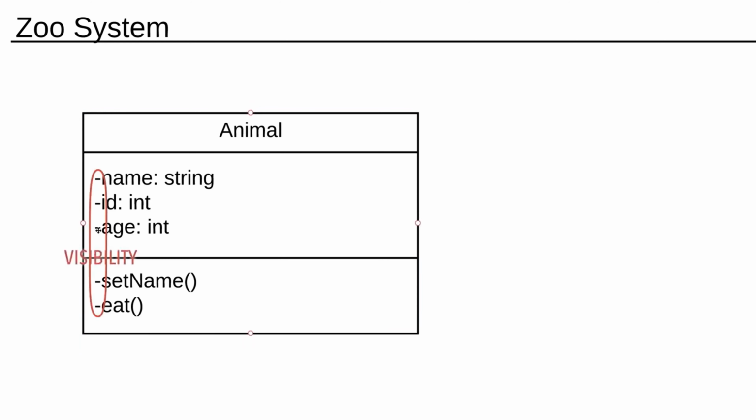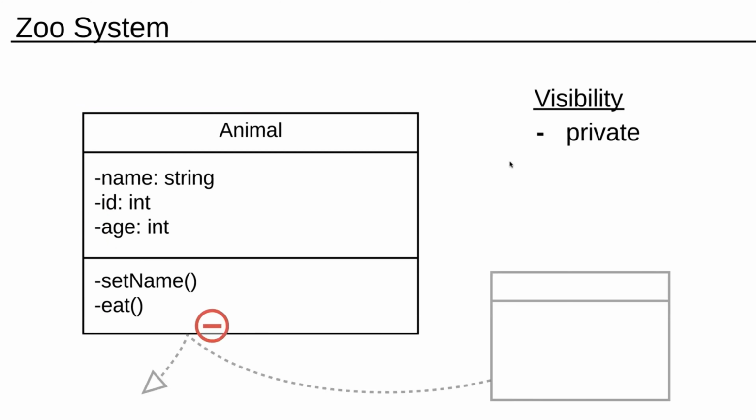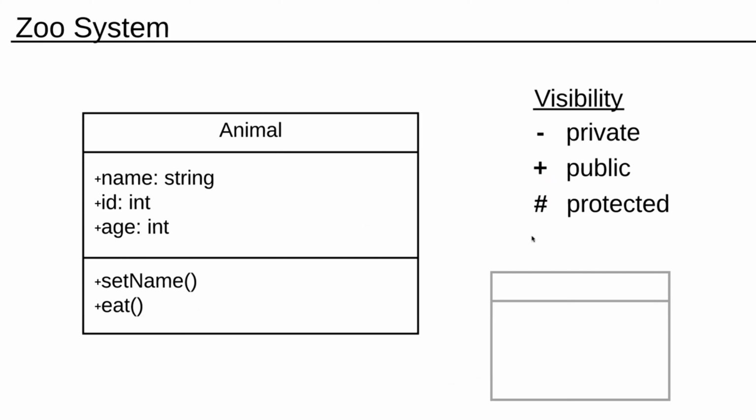The visibility of an attribute or a method sets the accessibility for that attribute or method. So right now we have a minus sign for all of these, which indicates that each of these attributes and methods are private. They can't be accessed by any other class or subclass. The exact opposite is the plus sign, which means an attribute or method is public and can be accessed by any other class. Another visibility type is indicated by the hash, which means an attribute or method is protected. These can only be accessed by the same class or its subclasses.